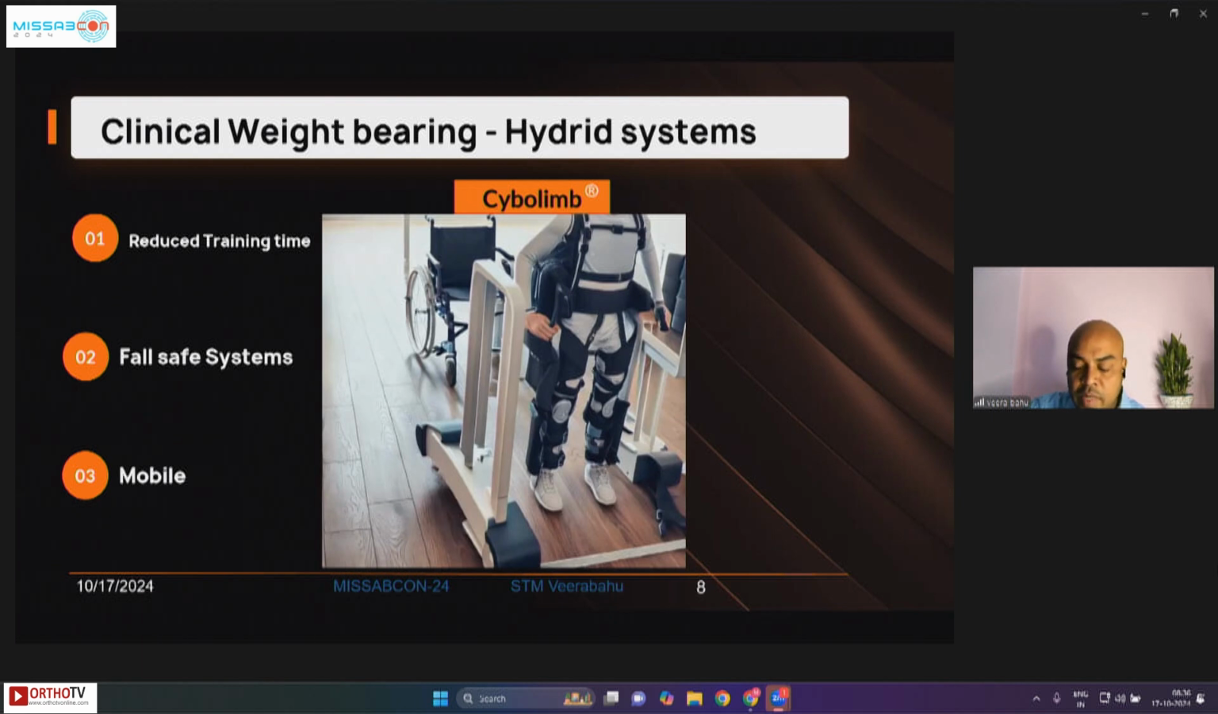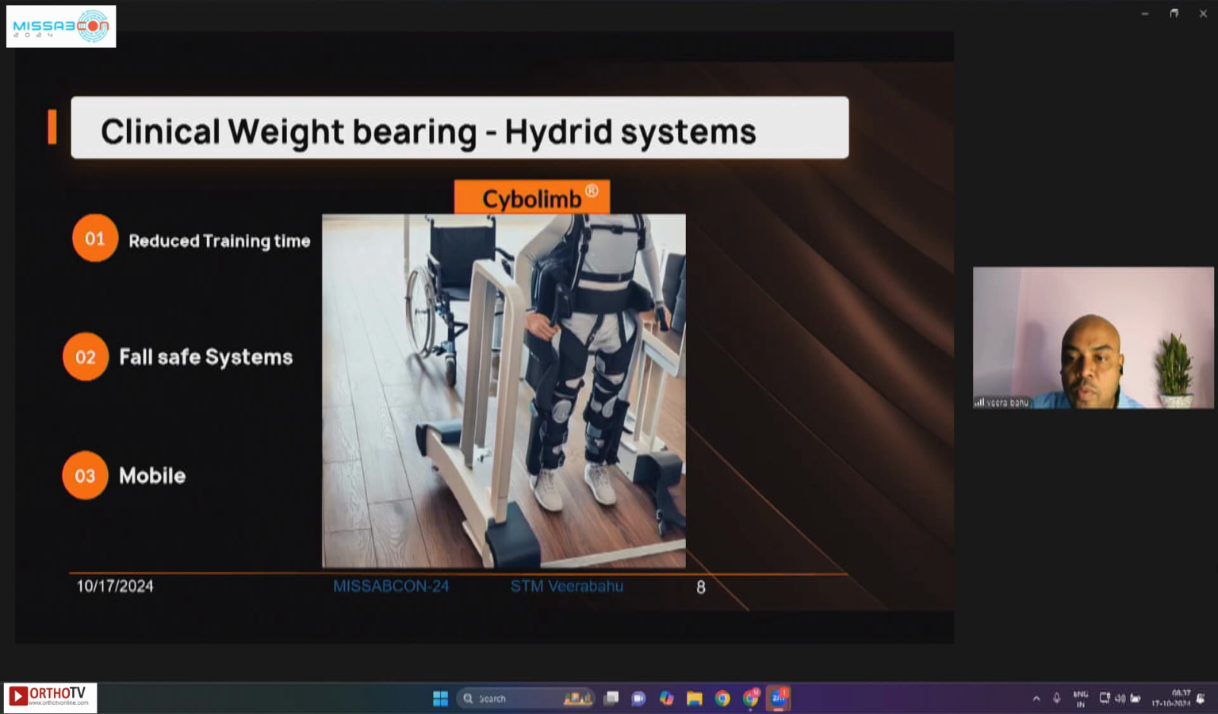So these are systems called Cybolymp that we have designed. This is what we work on primarily. These are systems which have advantages from both the overground system and a standalone system. A standalone system, though it looks like it has a lot of advantages, has chances of failure. And it takes nearly 2 weeks for a patient to train in such a system and to start working.